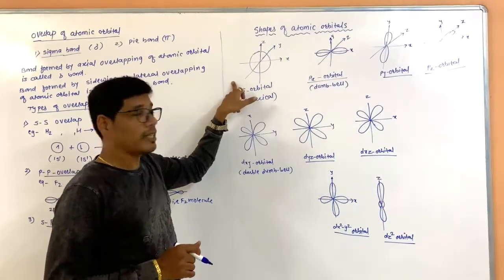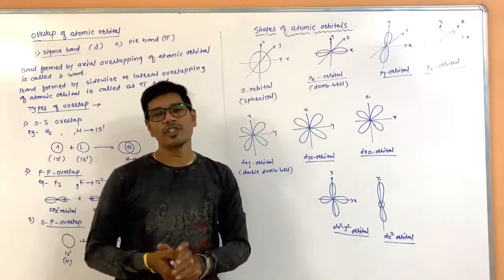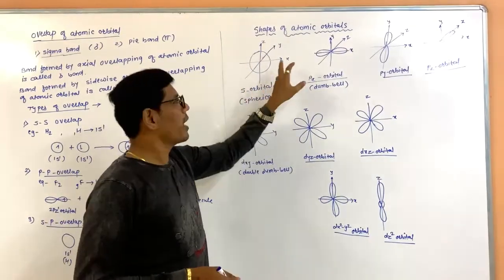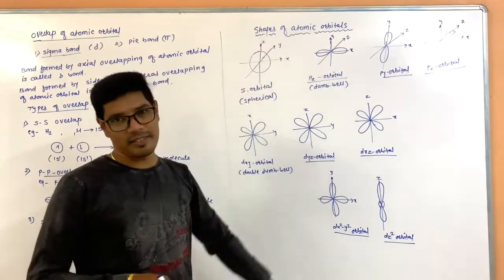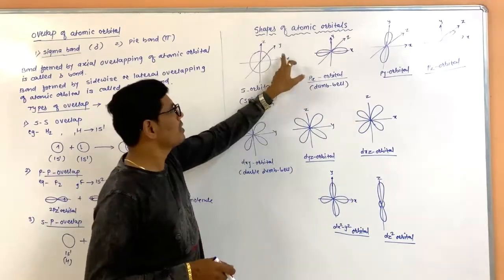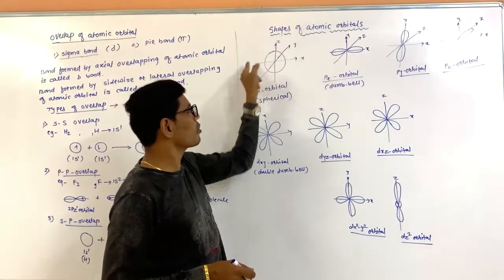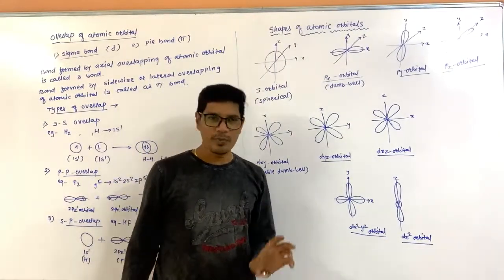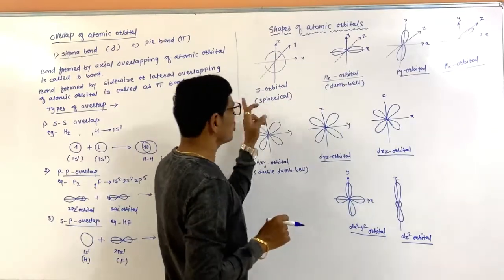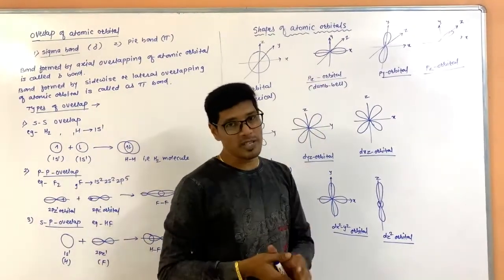First, the S orbital. The S orbital is spherical in shape. The shape of the S orbital is simply spherical along the x-axis, y-axis, and z-axis. Any axis can be noted as x, y, and z. Suppose this one is x, y, and z. The shape of the S orbital is spherical. The full form of S is sharp. Then P stands for principal.